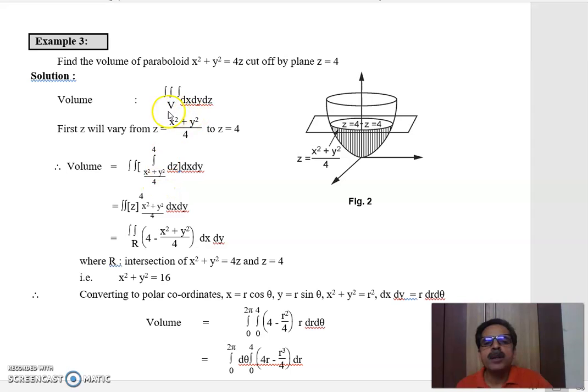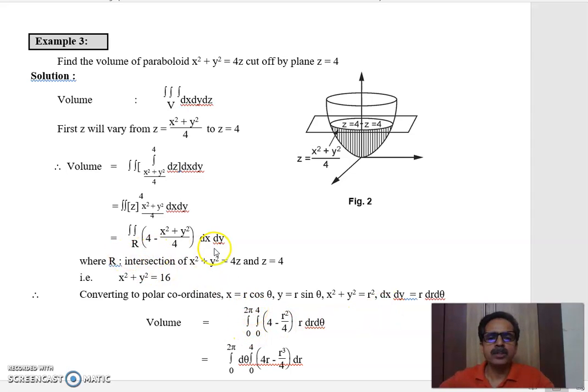And the problem of triple integration is reduced to a double integration, and this double integration is taken over R, where R is the projection of this solid V on the xy plane, and you will find it is a circle x square plus y square equal to 16. Now transform this double integral into a polar double integral by using the standard equations: x equal to r cos theta, y equal to r sin theta, and x square plus y square equal to r square. dx dy is r dr d theta. The limit of r varies from 0 to 4, and the limit of theta varies from 0 to 2 pi.